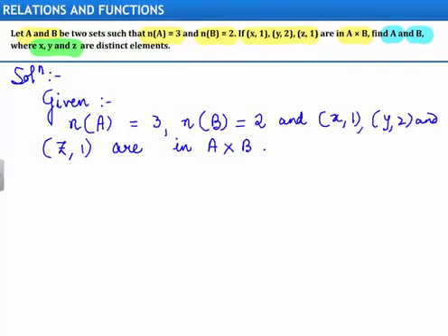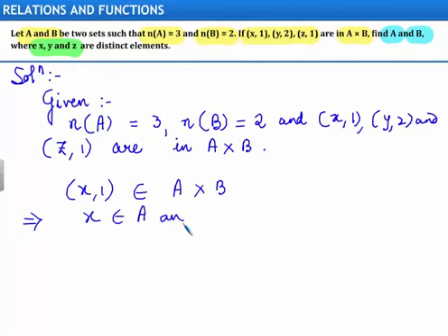So it is given that n of set A is equal to 3, n of set B is equal to 2, and (x, 1), (y, 2) and (z, 1) are in the Cartesian product A cross B. Now, (x, 1) belongs to the Cartesian product A cross B. So this implies that x belongs to A and 1 belongs to B. So let us name this as 1.